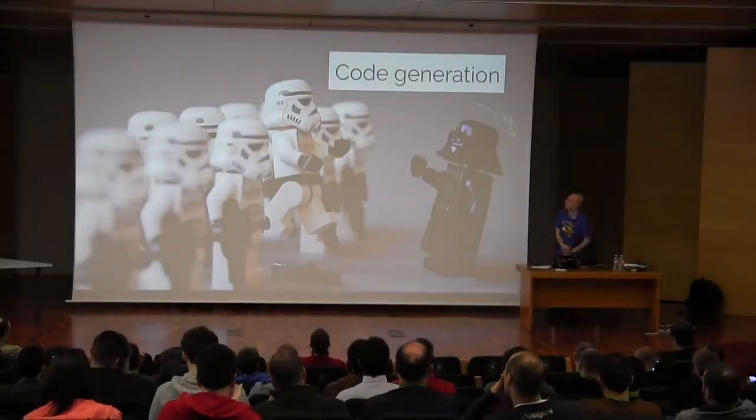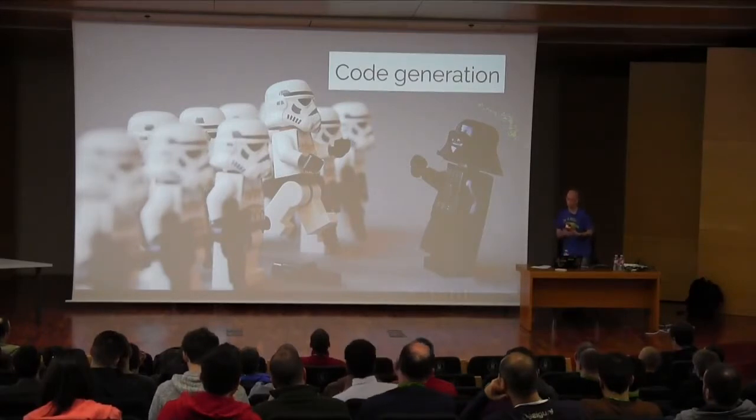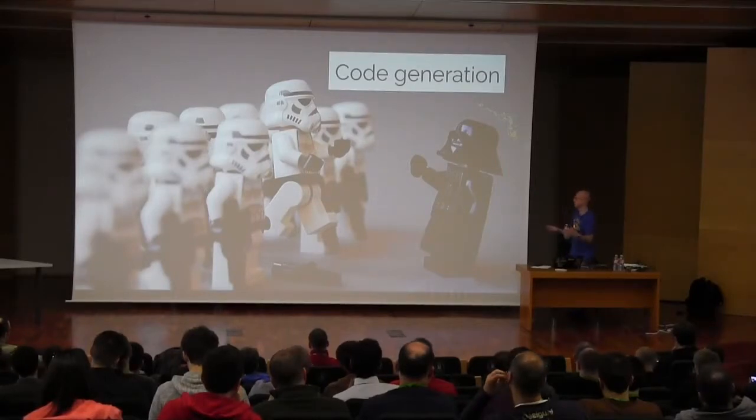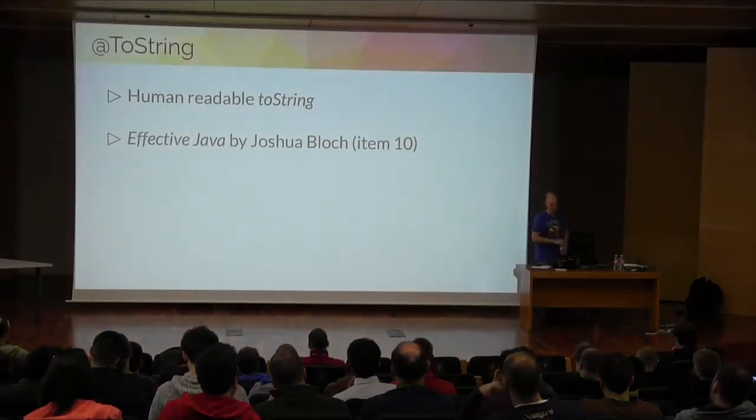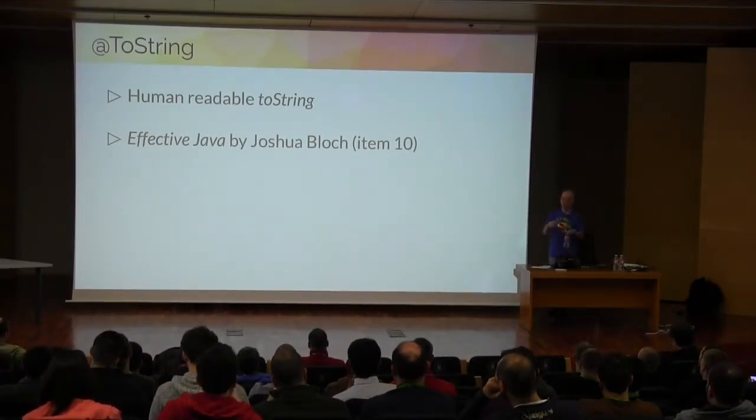So the first one is code generation. Inside this category, there are AST transformations that help us to remove boilerplate code. It's typically code that we need to write, but doesn't carry useful information. It's just boilerplate. So the first one is ToString. With this annotation, the AST will implement the toString method for us.